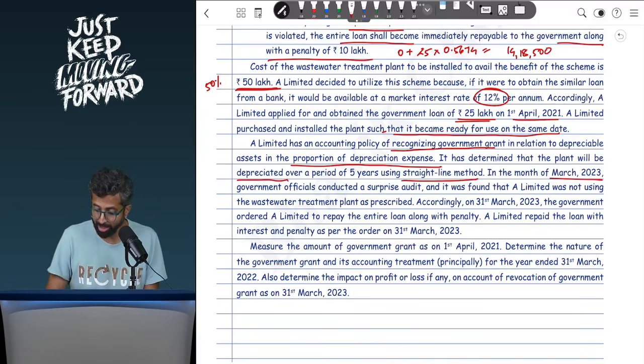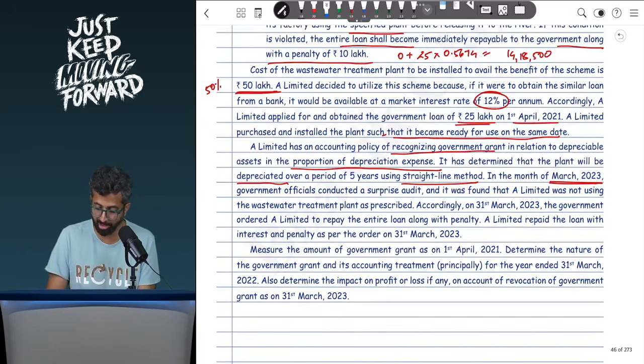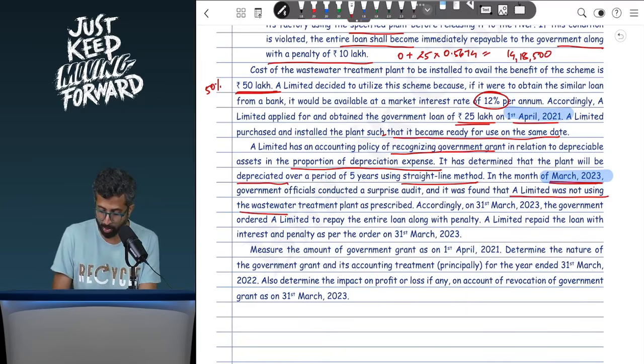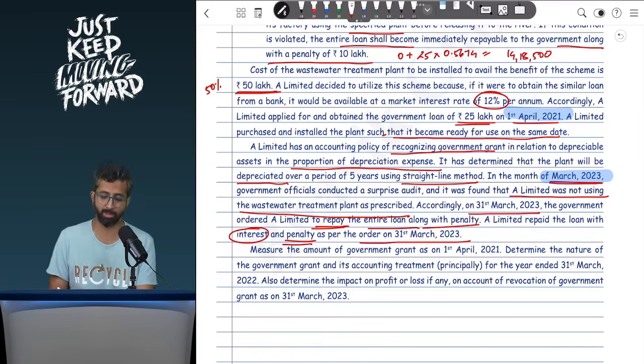In the month of March 2023, that is 2 years later. So you had taken this loan and installed the machinery on 1st April 21. Today we are in March 23. That is 2 full years later. Government officials conducted a surprise visit and found that A was not using the wastewater treatment plant as prescribed, and accordingly on 31st March 23, the government ordered A to repay the entire loan along with the penalty of 10 lakhs. A repaid the loan with interest and penalty as per the order as on 31st March 23.